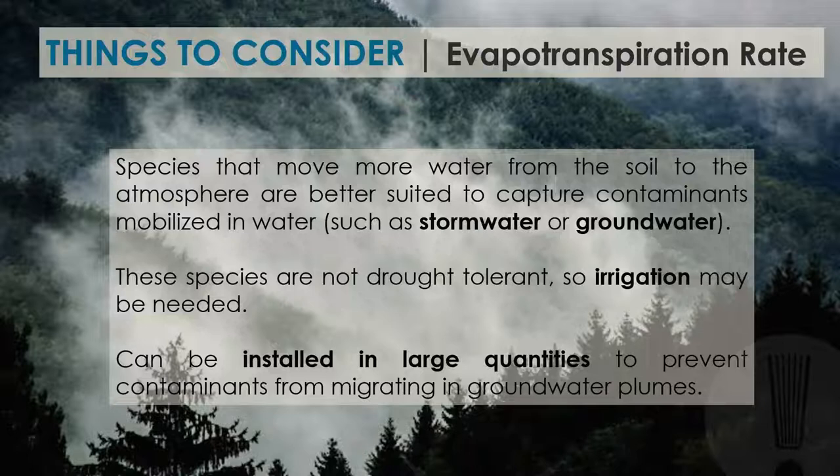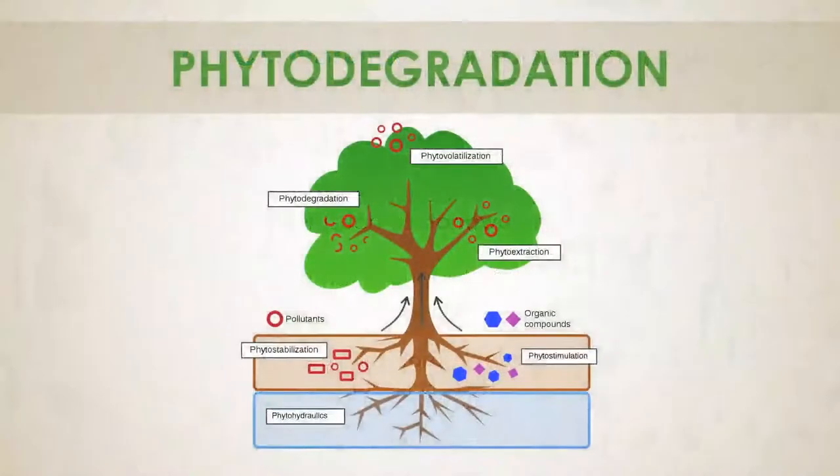Things to consider when using this process are the evapotranspiration rate of the species. Species that move more water from the soil to the atmosphere are better suited to capture contaminants mobilized in water, such as stormwater or groundwater. One thing to consider with species that have a high evapotranspiration rate is that they're typically not drought tolerant, so depending on where you plant them, you may have to irrigate. But you can install them in large quantities to prevent contaminants from migrating in groundwater plumes. That's one thing they've looked at with groundwater: poplars and willows with a high evapotranspiration rate can be used in a process we'll get to at the bottom of this diagram called phytohydraulics, to change the direction of groundwater flow or prevent it from migrating too far.